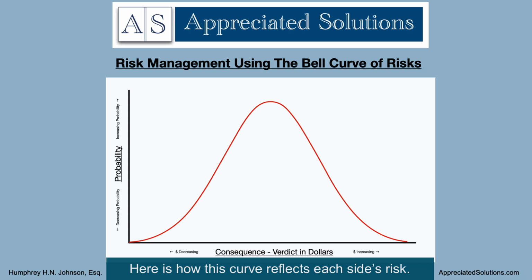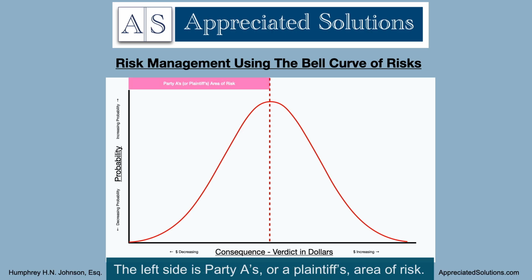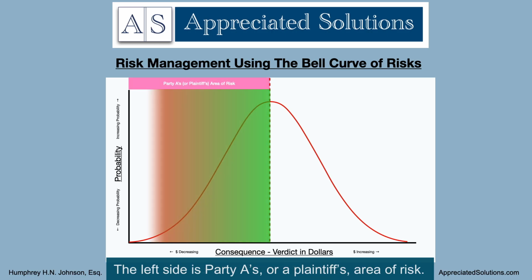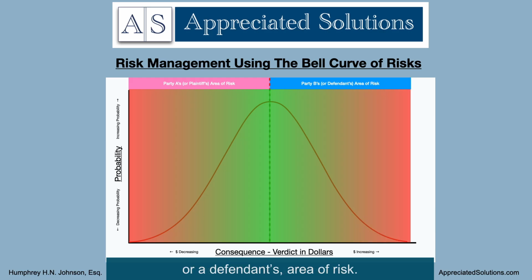Here is how this curve reflects each side's risk. If we drop a center line from the apex of the bell curve, either side of that center line represents each side's area of risk. The left side is party A's, or a plaintiff's area of risk. The right side is party B's, or a defendant's area of risk.